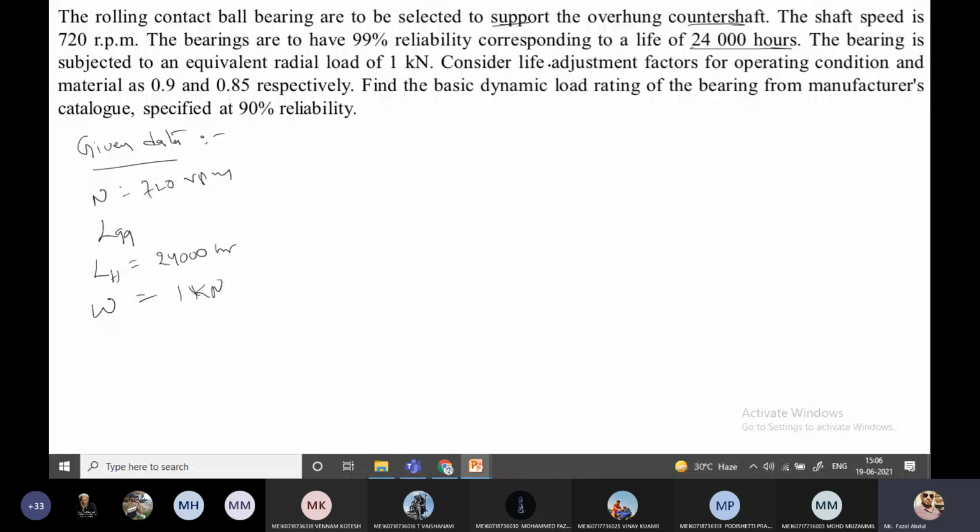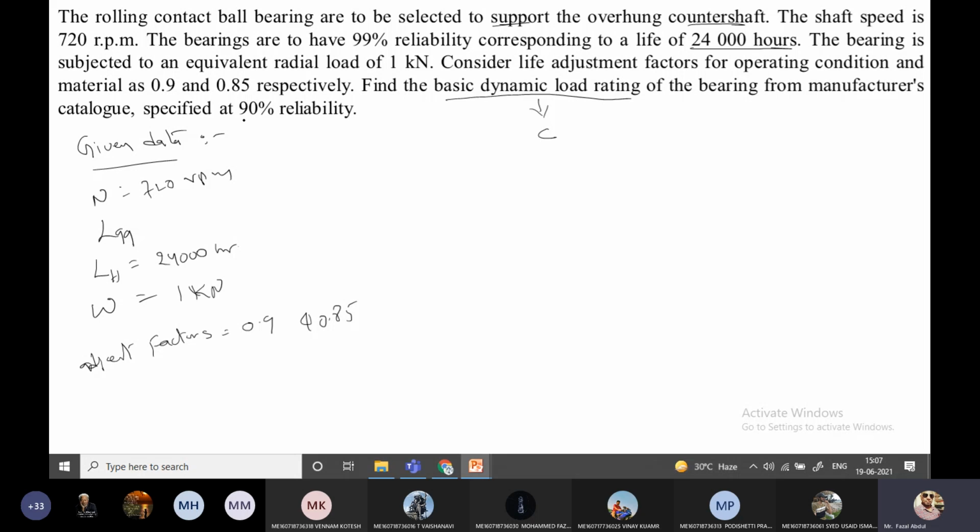Consider the life adjustment factors for operating condition and materials as 0.95, 0.9 and 0.85 respectively. These are the adjustment factors, 0.9 and 0.85. Find the basic dynamic load rating. Just now we calculated the C value. Same question again, asking for the bearing from the manufacturer catalog.